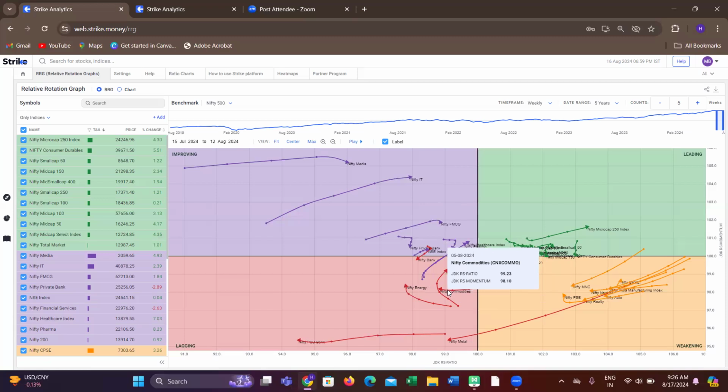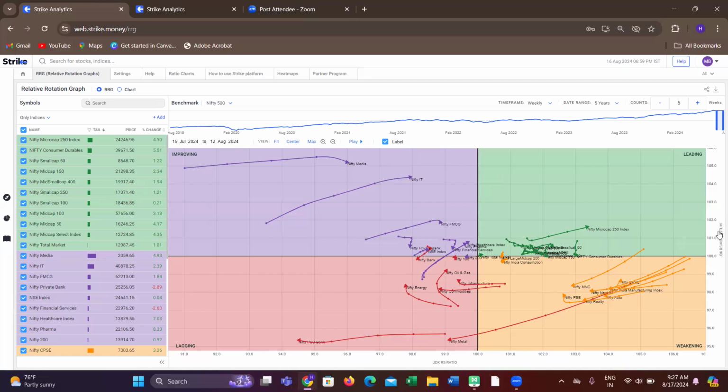They don't have much RS momentum, so you don't expect a very significant momentum in those scripts, right? And the direction and the speed of the movement indicates the strength and persistence of their trends as well, right? So you can see Nifty IT is still improving, heading towards the leading, right?